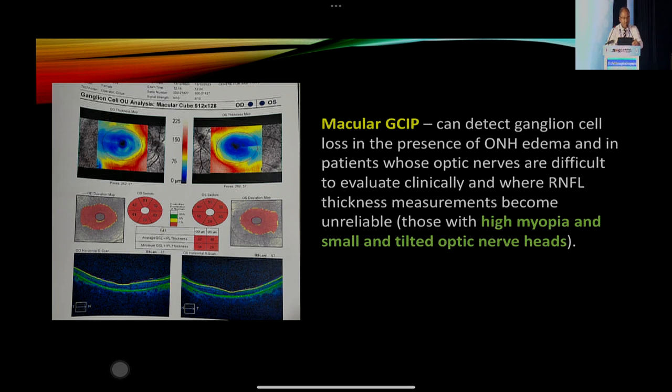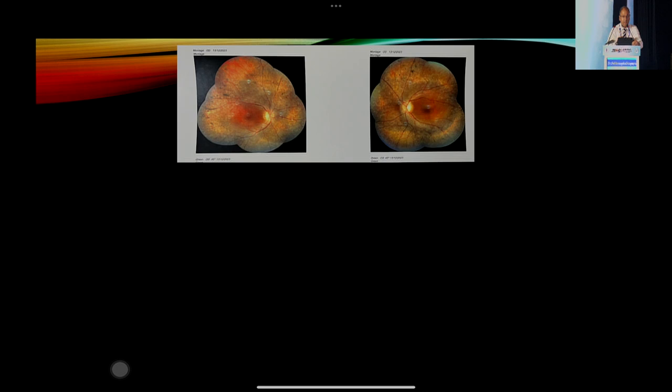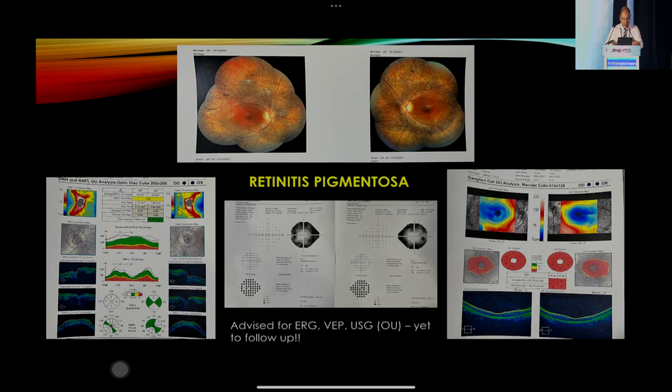The macular GCIP can detect ganglion cell loss in the presence of ONH edema and in patients whose optic nerves are difficult to evaluate clinically and where RNFL thickness measurements become unreliable. In the same case that we were discussing, when we look at the macular GCC values, everything is in the red. So what are we looking at? This was actually a patient of retinitis pigmentosa, who had been advised all the relevant tests but never followed up.